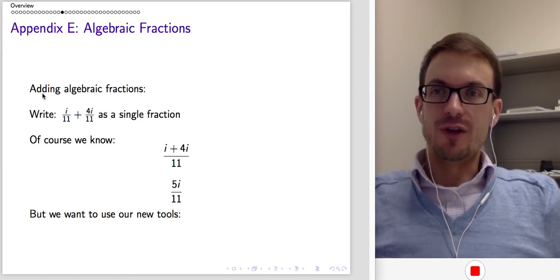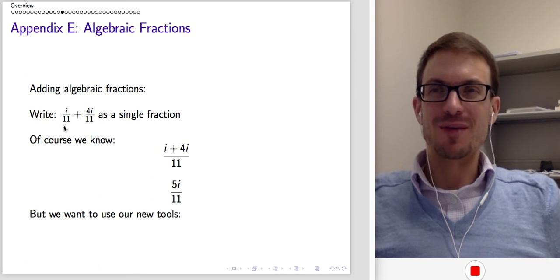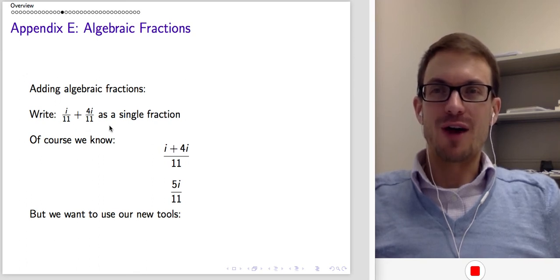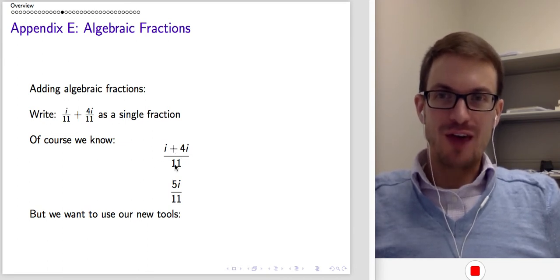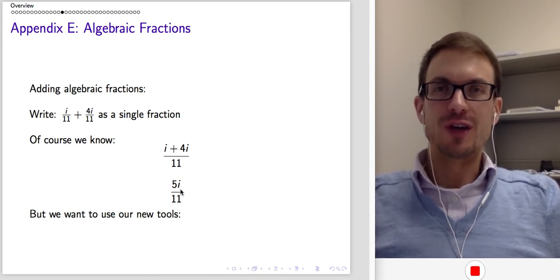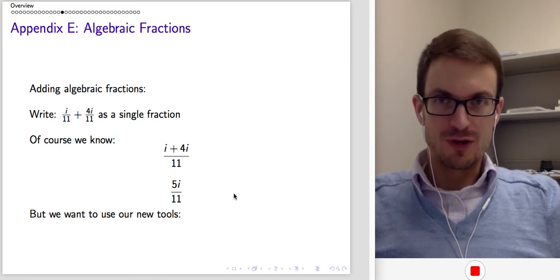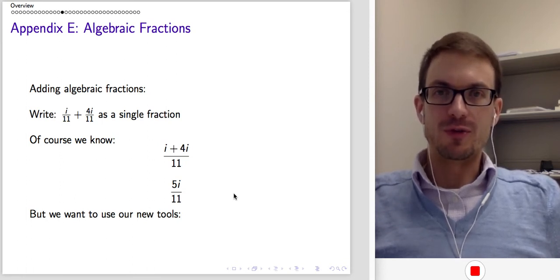Okay, here's another example, adding algebraic fractions. Suppose we want to write the sum i over 11 plus 4i over 11 as a single fraction. Well, of course, we have a common denominator, so we can just add the numerators, and then we're done. Suppose we want to do this using our new tools. The value of doing this is just to get some additional practice using the principles we've been working with.